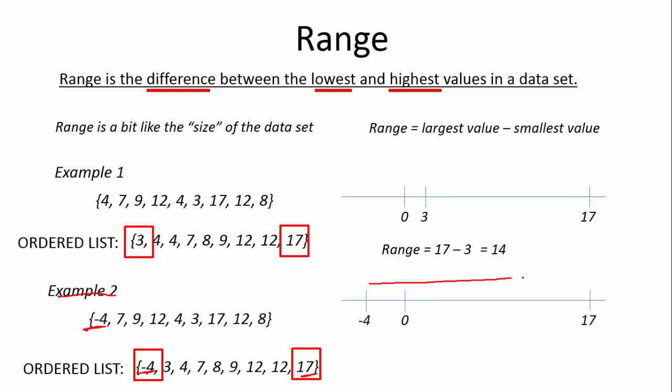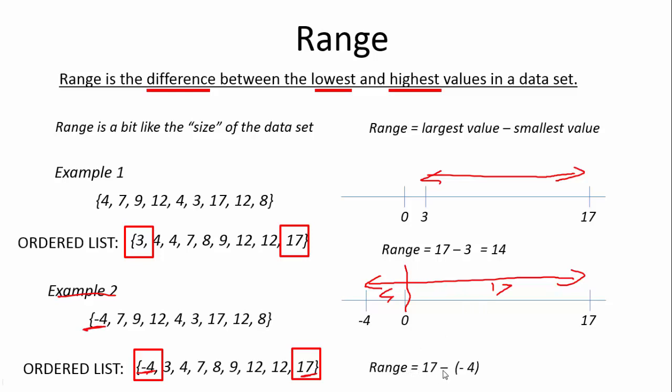Now remember, the range is like we had here, it's the distance or the size between those two values. The range is the size here. So we know that from 0 to 17, we have 17, and from 0 to -4, we actually have 4. So that will be our range. But let's work it out.